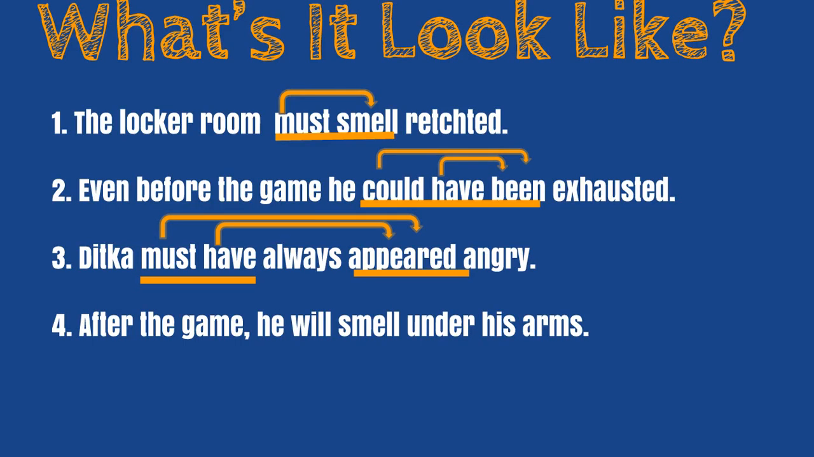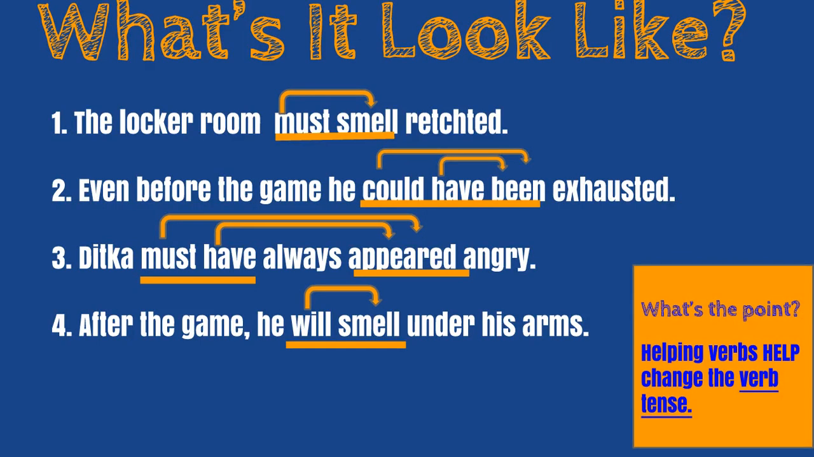Now, I want you to notice two things. You can have more than one helping verb helping the same verb. Also, there can be words that separate the helping verbs from the verb they are helping. All right, number 4. After the game, he will smell under his arms. Here we have that action verb of smell and the word will helping it out. It's a future tense. It's going to happen in the future. And that's why we have that helping verb there. So what's the point of all of this? I've mentioned it a couple times already, but helping verbs help change the verb tense.